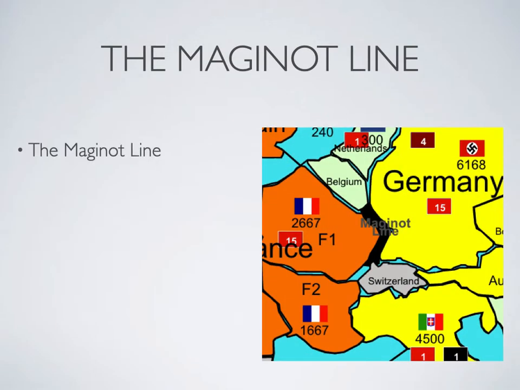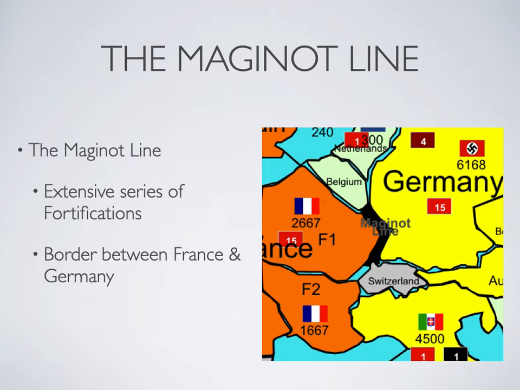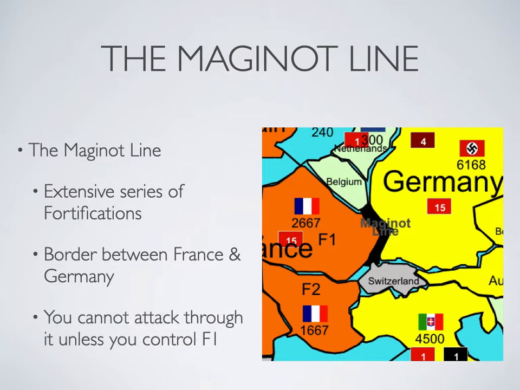One of the geographical man-made features in this simulation is the Maginot Line. It's an extensive series of fortifications, and it rests on the border between France and Germany and was built by France. Germany cannot attack through the Maginot Line. They can only move through it if they were to control F1, but they cannot directly attack F1 through the Maginot Line.